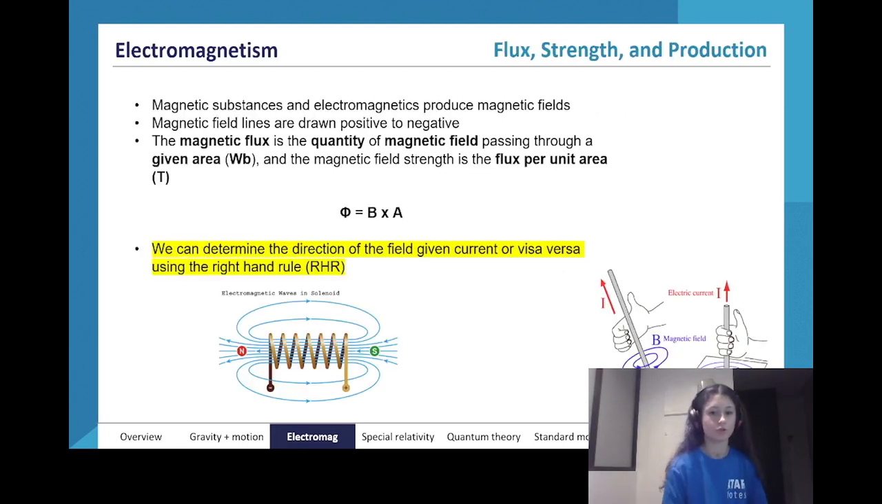Getting onto flux, strength, and production. So, magnetic substances and electromagnets produce magnetic fields. Remember, magnetic field lines are drawn from north to south.